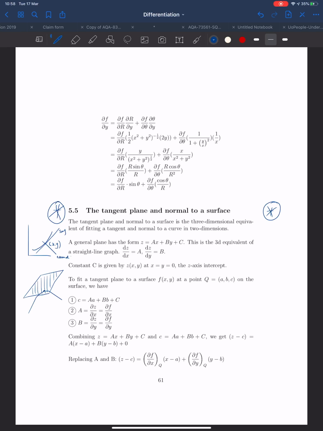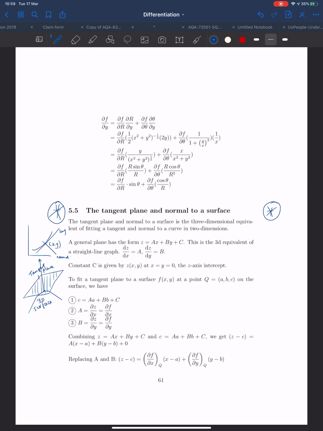Okay, so this is a surface, rather. That's a tangent plane, and that's a surface, and it's 3D. Okay, and then we can get the normal as well, which is at right angles to the tangent.